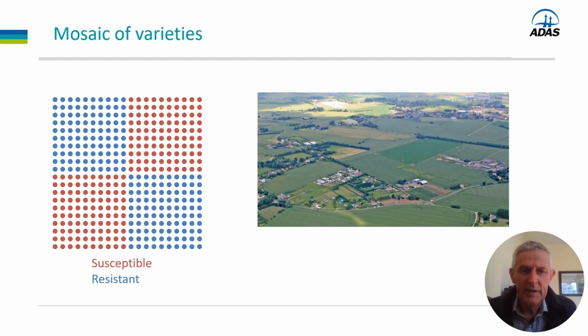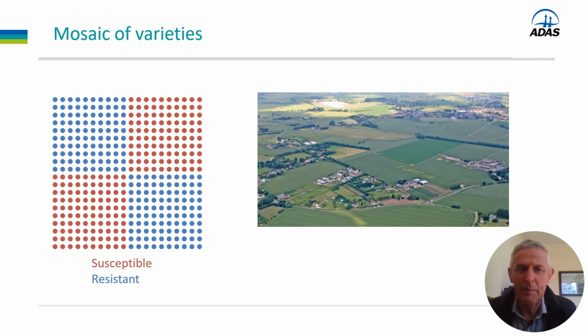The other option is that we take varieties, some of which will be susceptible, some of which will be more resistant, and plant them in separate fields. So in principle the same thing applies, that spores produced from fields of the susceptible variety, a fair proportion of them might land on fields of the resistant variety, and this will help to slow down the global epidemic.